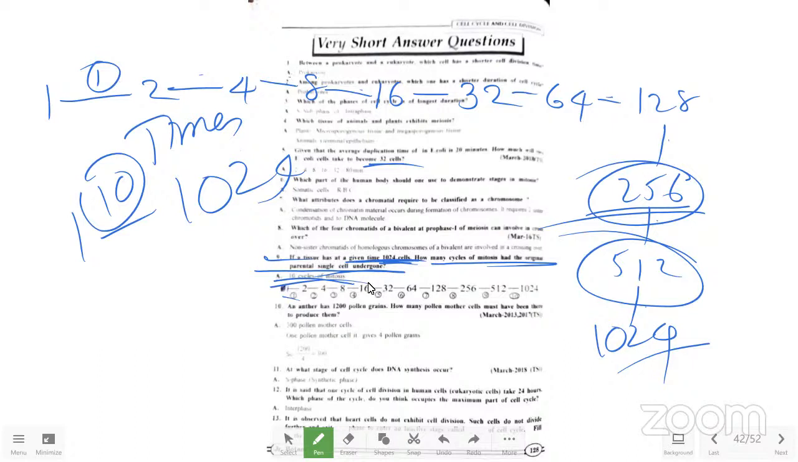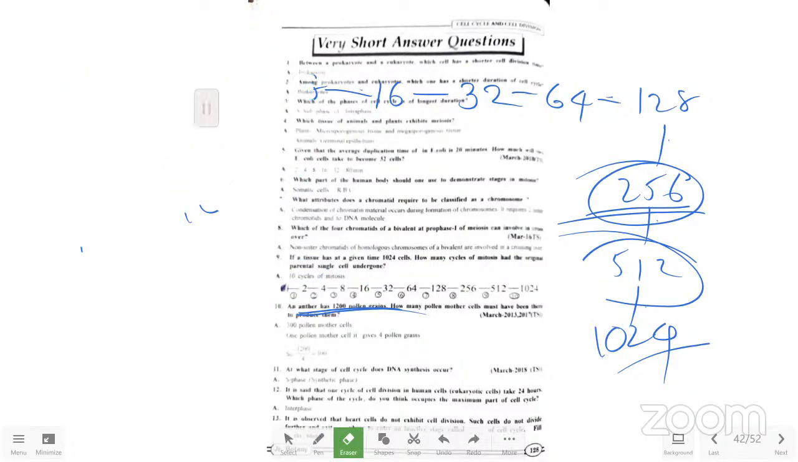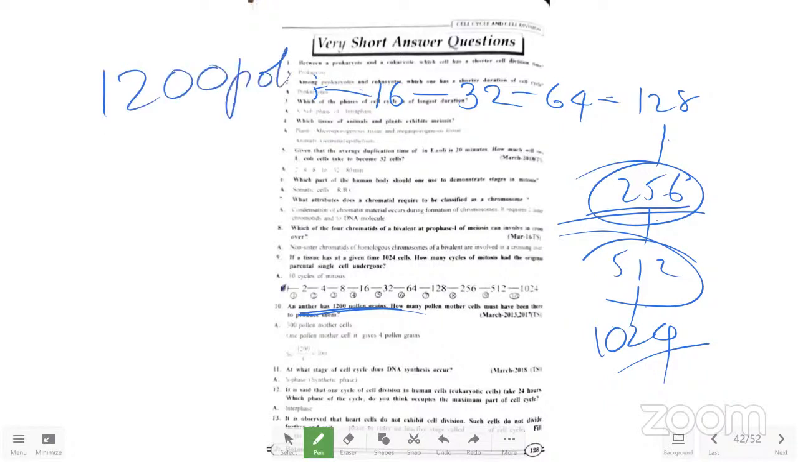Okay. And only 2 minutes left. One question left out, I will finish. The anther is having 1200 pollen grains. How many pollen mother cells must have been there to produce them? So when this type of question is there, what to do and how to do? Very simple question. Even we can do the calculation without paper and pen, but here I need to show. So here what they are saying, 1200 pollen grains are there, and they are asking how many mother cells.